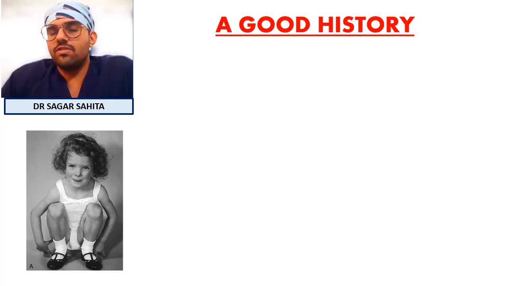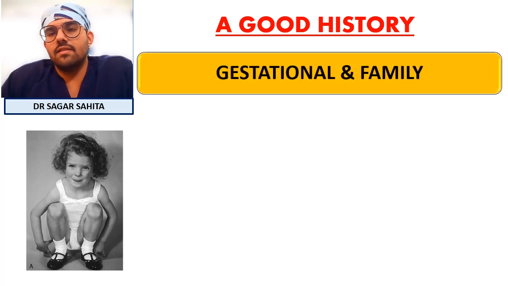A good history goes a long way in helping you diagnose a child with congenital heart disease. Gestational history is important. A mother who has had a rubella infection, for example, has a high likelihood of cataract, deafness, and patent ductus arteriosus in her child. Infants of diabetic mothers are more likely to develop transposition of great arteries. Lithium has been linked to Ebstein's anomaly, and retinoic acid to conotruncal abnormalities.